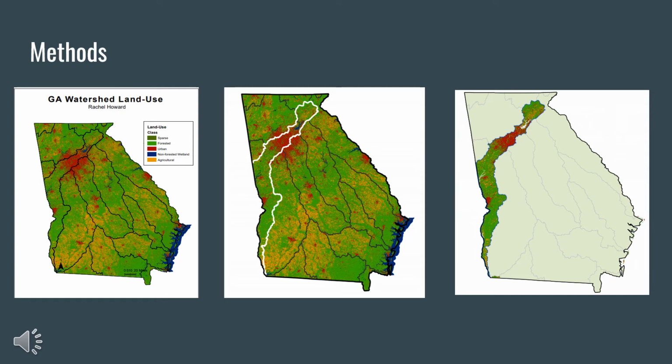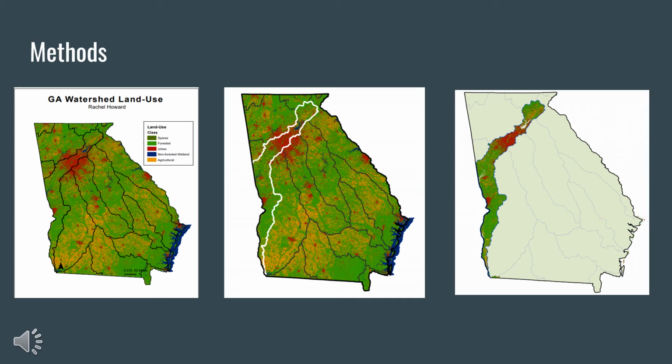I condensed the land use data into 5 categories: barren, forested, urban, wetlands, and agriculture. There are 2 other categories that are used for classifying land use, but these 5 are more appropriate for this particular study. I'm focusing on the watershed within Georgia, but more specifically the Chattahoochee River watershed.